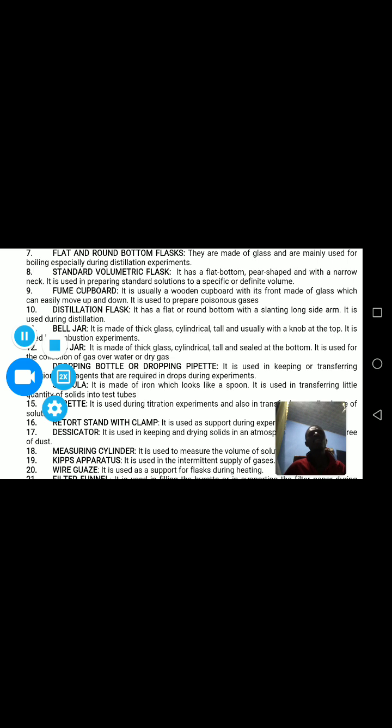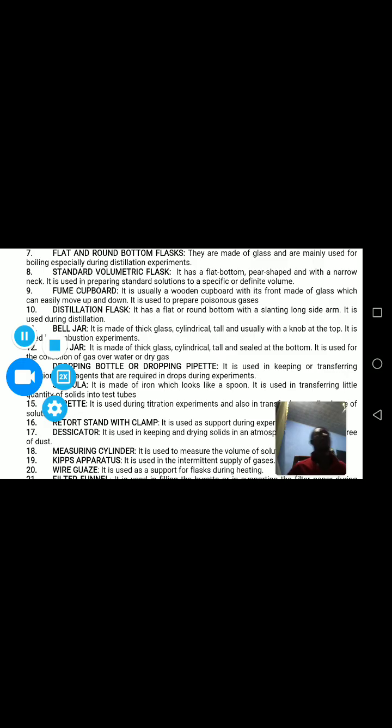So the standard volumetric flask has a flat bottom, pear-shaped, and with a narrow neck. It is used in preparing standard solution to a specific or definite volume. So we are saying that the standard volumetric flask is simply used for preparing standard solution to a specific or definite volume. That means you want to get, let's say, the volume of the amount of gases you want to have to carry your experiment is 3.3 millimeter cube, right?